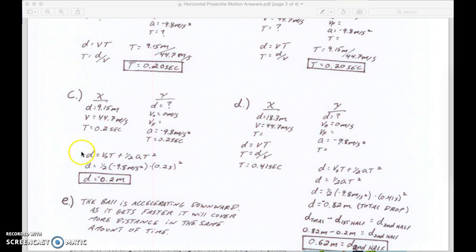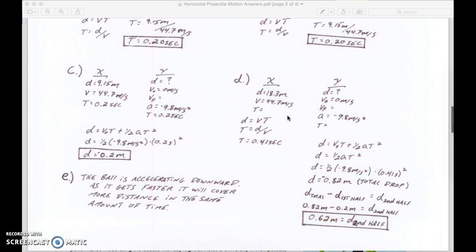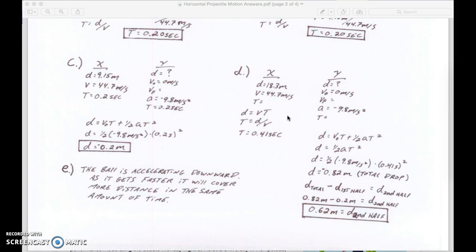I'm going to use the third kinematics equation since I do not have vf. v naught is 0, so this term goes away. So d equals 1/2 a t squared. Plugging in my numbers, I get that the ball is going to fall 0.2 meters. Now d, how far is this thing going to fall for the second half of the trip? This one's a little bit more complicated.